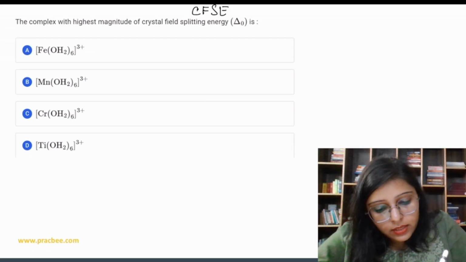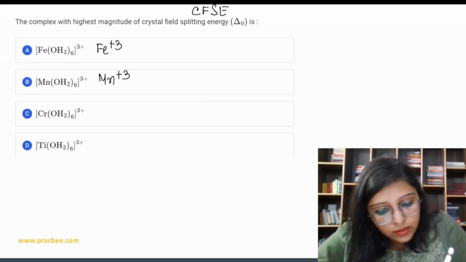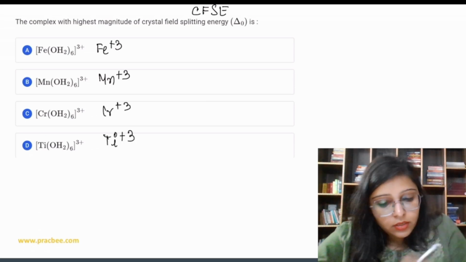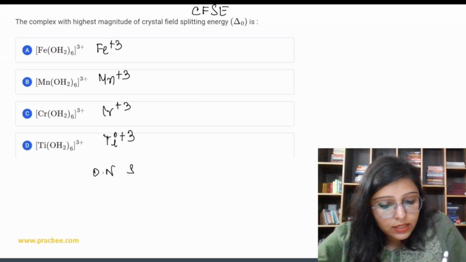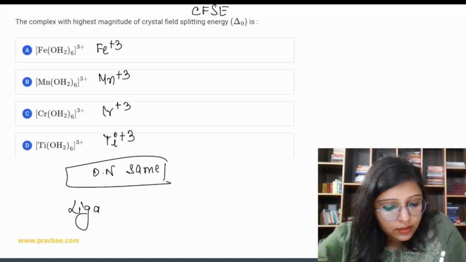Here, this is Fe plus 3, this is Mn plus 3, this is Cr plus 3, and this is titanium plus 3. So the oxidation number is the same. Okay? Ligand is the same.